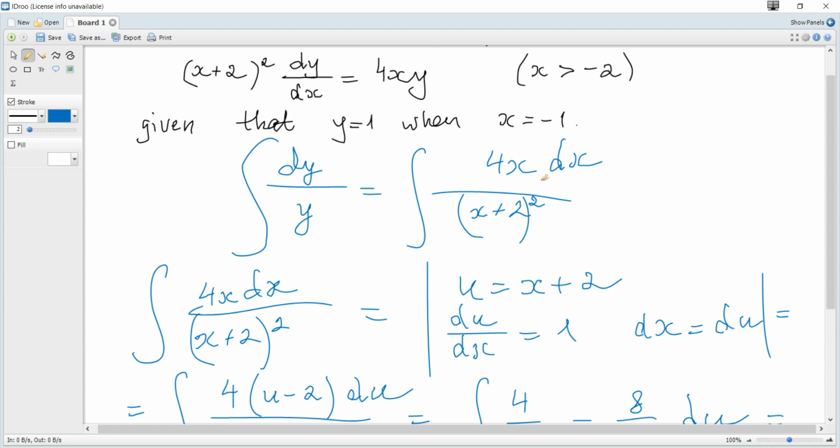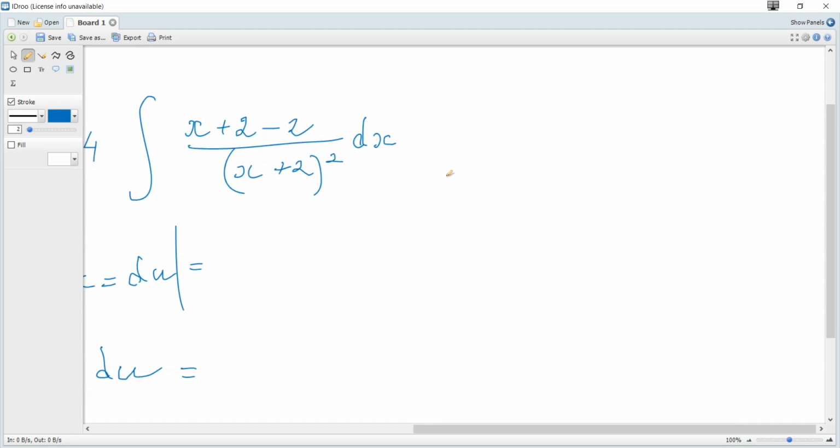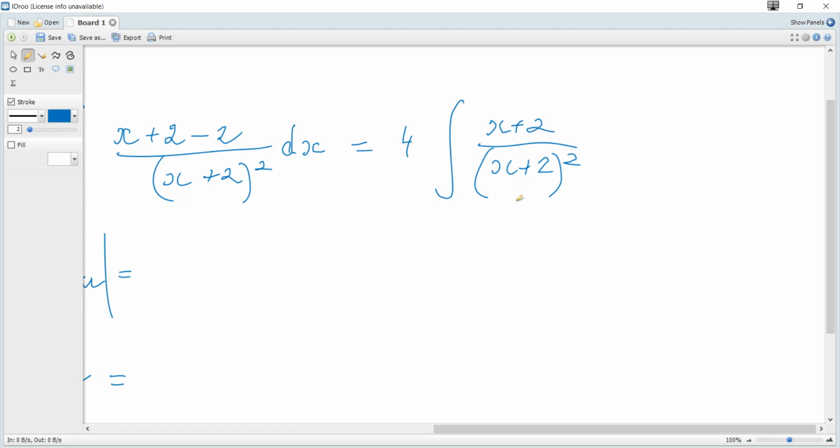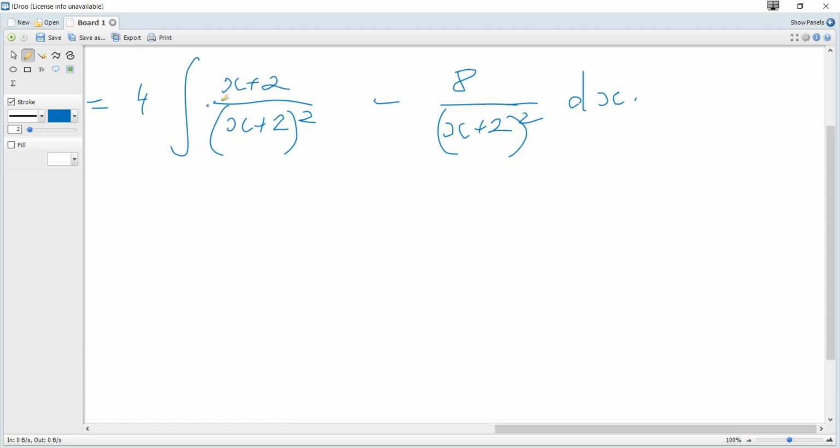Or to solve this integral, you may do the next. We can write 4 in front, and you can do the next: x + 2 minus 2 in the numerator. It's the same, over (x + 2)² dx, and now just split into two fractions: 4(x + 2) over (x + 2)², minus 4 times 2, which is 8, over (x + 2)² dx.